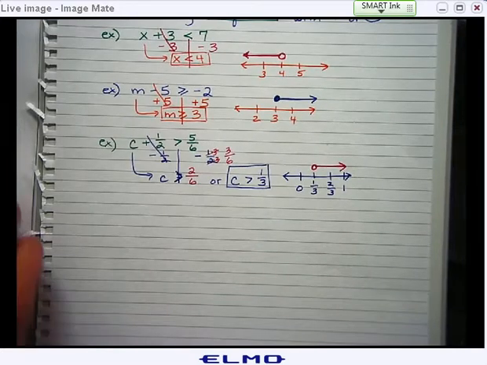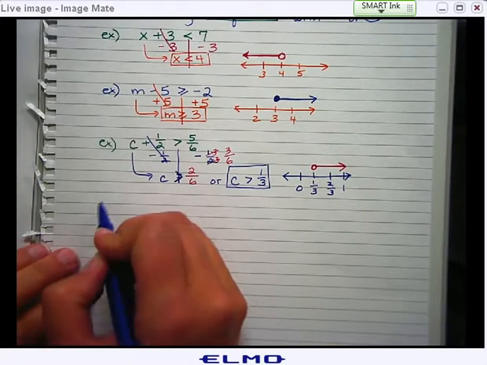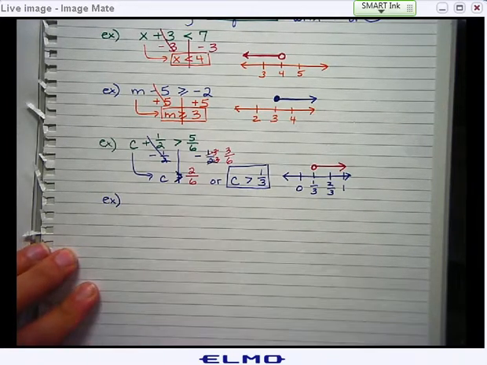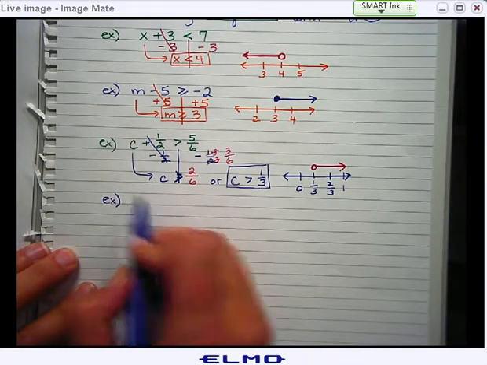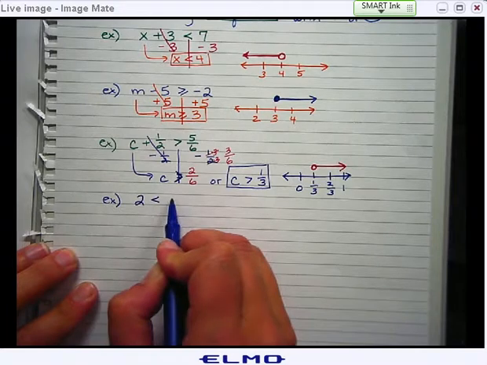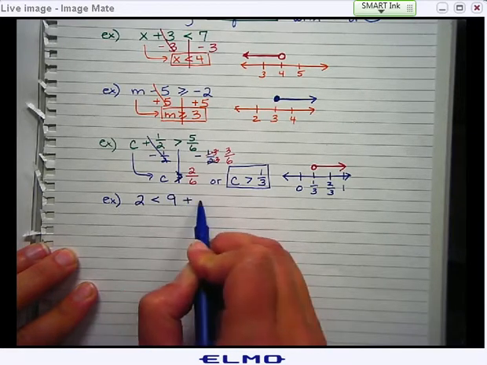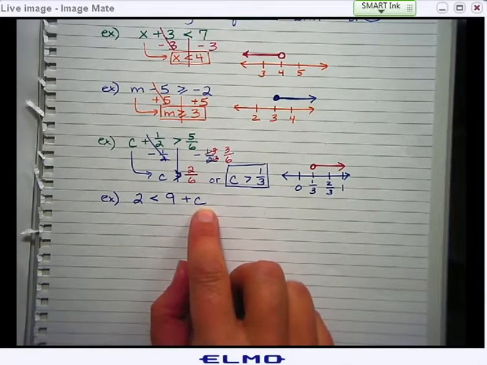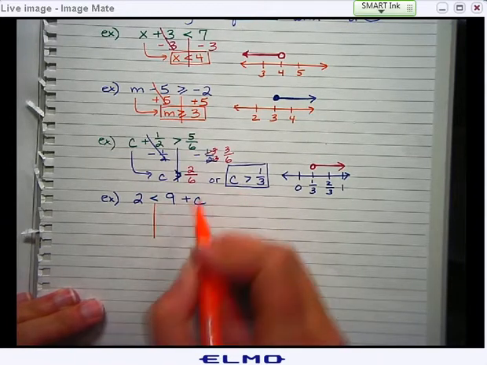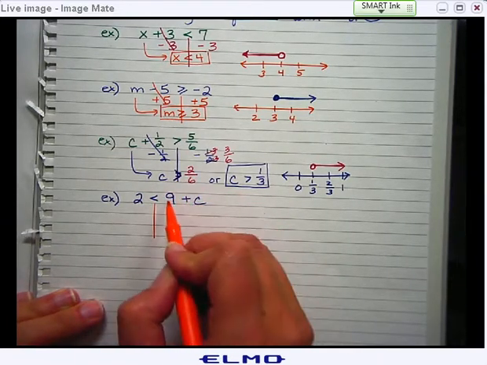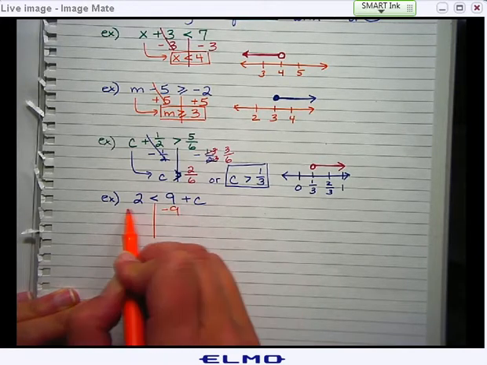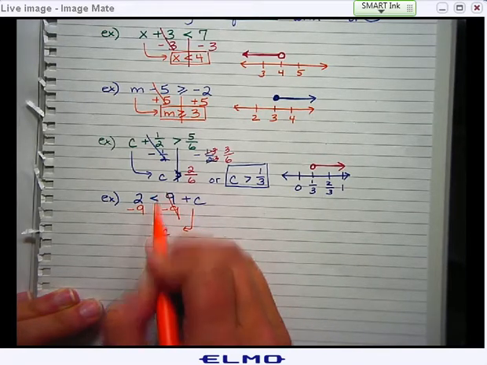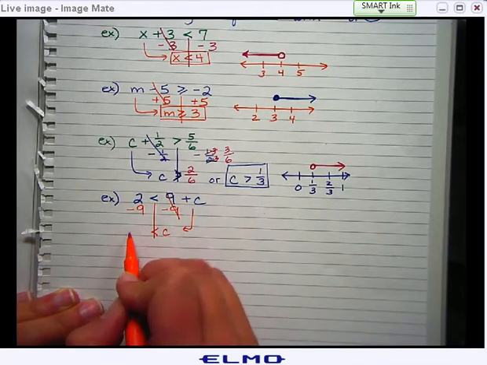I got one more thing to show you. There's a little bit of a trick to some of these once in a while. Once in a while, you're going to get an inequality where the variable's on the right-hand side. So something like this. How about we have 2 is less than 9 plus c. You see how that variable's over on this side. You can still solve it the same way. You still want to get that variable alone, so this time we're going to get rid of that 9. The 9 is positive, so I'm going to subtract 9 from each side. I'm going to bring down that c value, bring down the symbol. 2 minus 9 is negative 7.